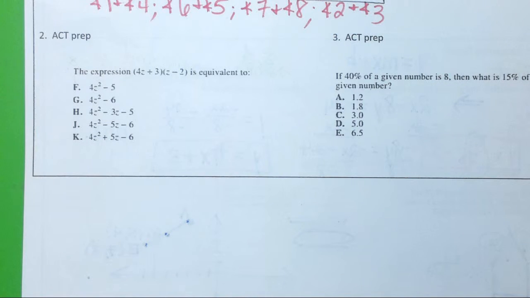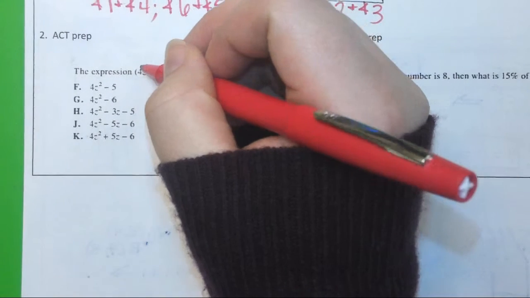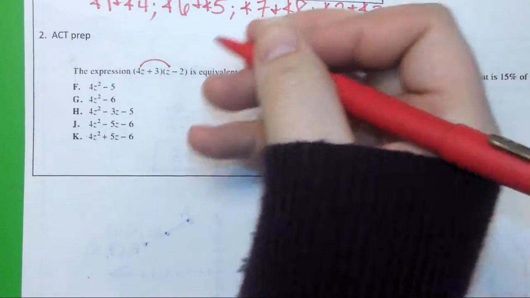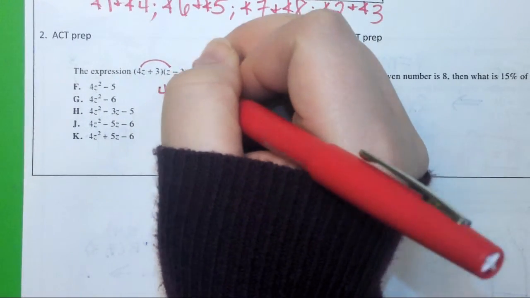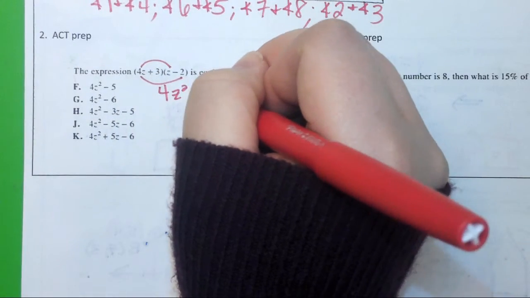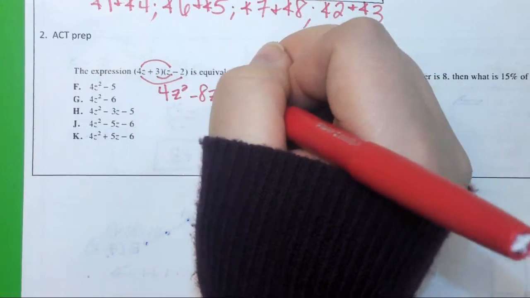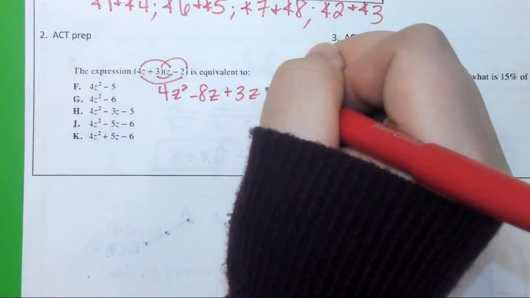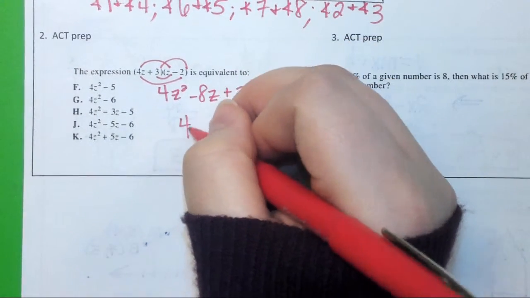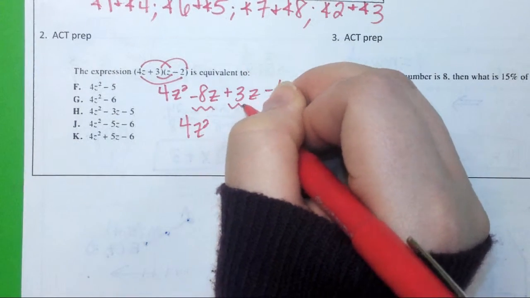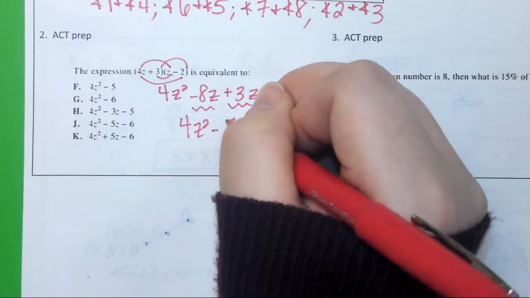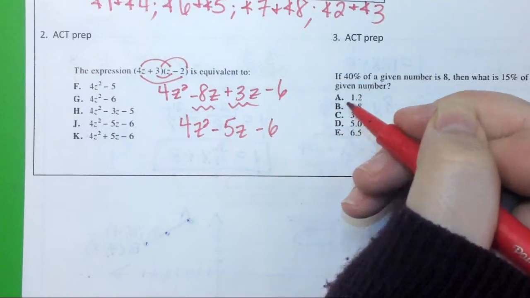Someone foiled it out and got an answer. Yeah, G, she says? Is it J? Okay, so first it would be 4z times z, which is 4z squared. And then outer, that'd be negative 8z. Inner would be 3z. And then last would be negative 6. So I get 4z squared, and then if I combine those two middle terms, because they're like terms, you get negative 5z, and then minus 6. So I do get J.